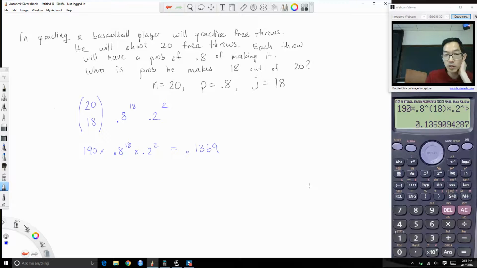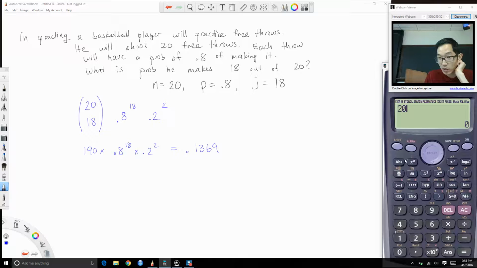Where did the 190 come from? That came from 20 choose 18. So on my calculator, I just did 20 shift choose 18, and it spits out 190. So this is 20 over 18.